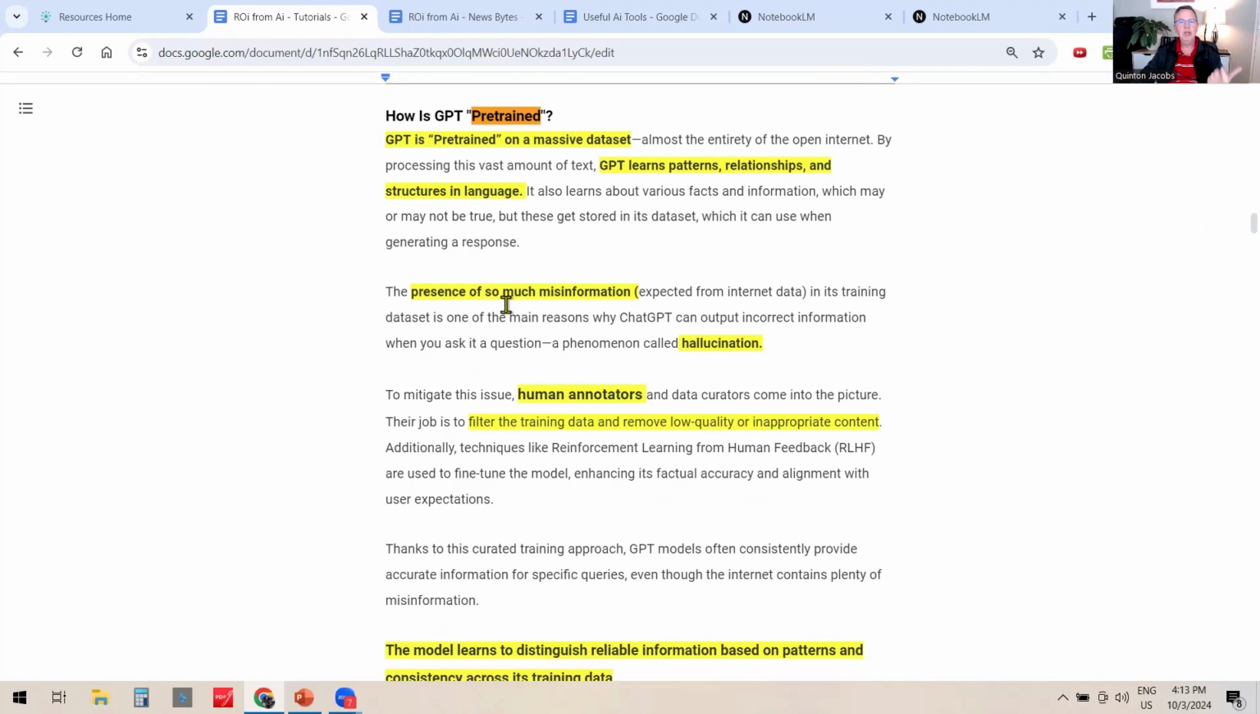And then the pre-trained part, as the word implies, means it is pre-trained on a massive data set. We all know that these large language models have trained themselves on all of the data on the internet, and now they've run out of data and are looking for more data to train themselves on. So far they've trained themselves on stuff on the internet and a vast amount of text, and they learn patterns, relationships, and structures.